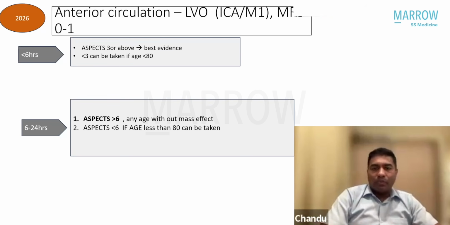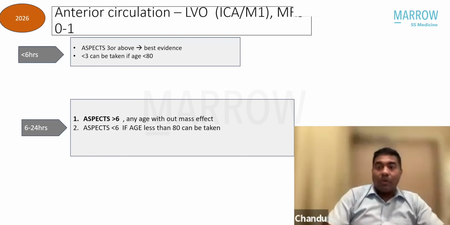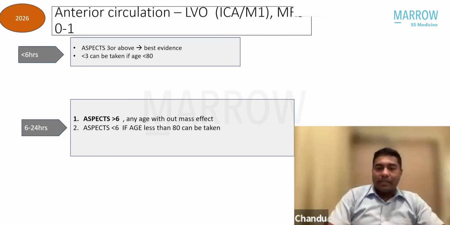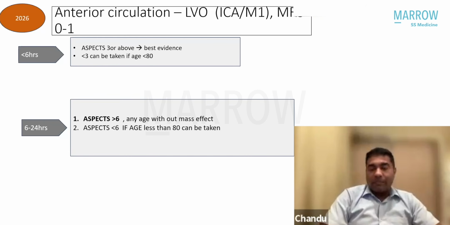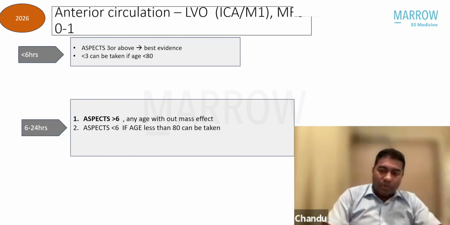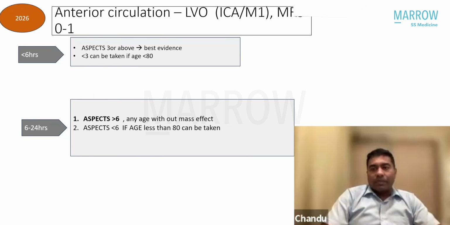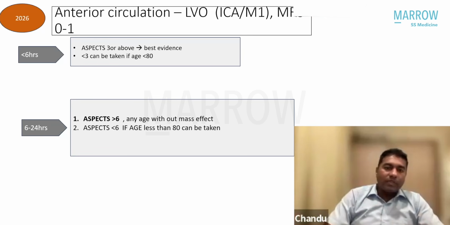Now they have taken ASPECTS of 3 to 5, or even 0 to 2, with age into consideration. If more than 80 years of age, ASPECTS 0 to 2 has been taken, and they also consider mass effect. They're taking the imaging criteria too. If the ASPECTS is 0 to 2 and there is no mass effect on the imaging, they can be taken for EVT. So the core size, smaller or larger, is being taken into consideration for this latest criteria. That's all. The core has come into play.